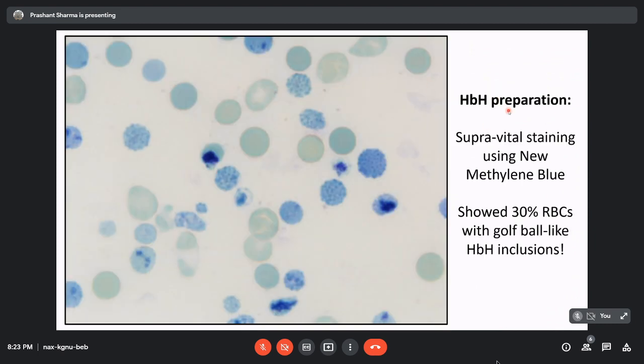So because of this, an HbH preparation was done, and this supravital staining, this time using new methylene blue, showed 30% RBCs showing golf ball-like HbH inclusions.